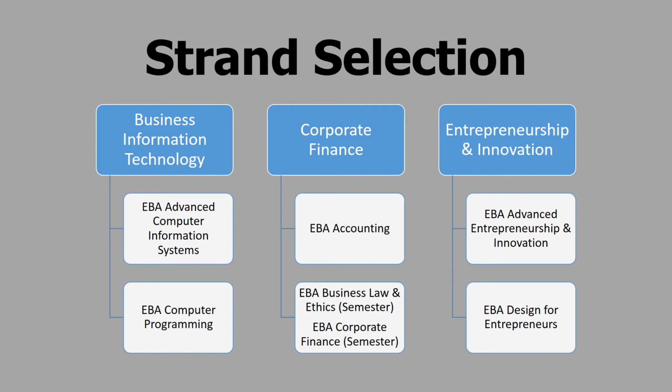In business information technology, the students who select that strand will take these 2 electives next school year in the 10th grade. They'll take EBA Advanced Computer Information Systems, and they'll take EBA Computer Programming. Those courses are both preparing them for enrollment at the ATC in their junior year.